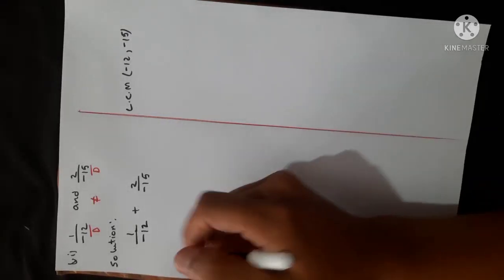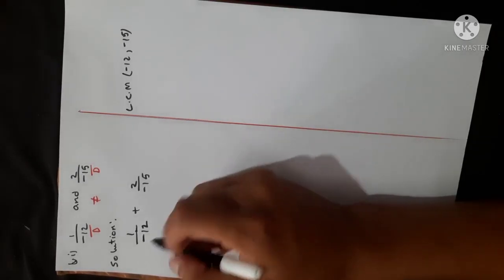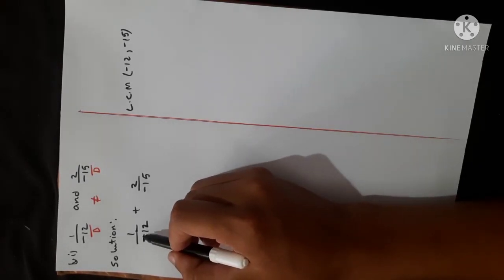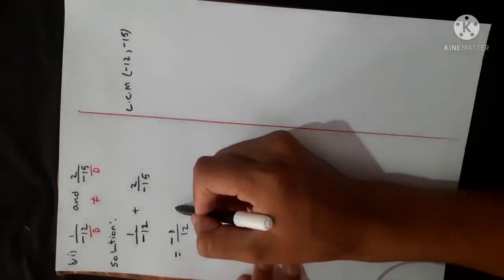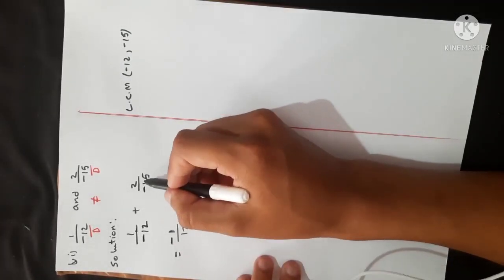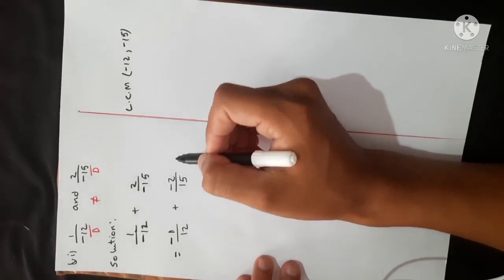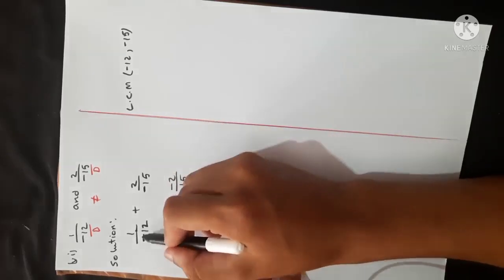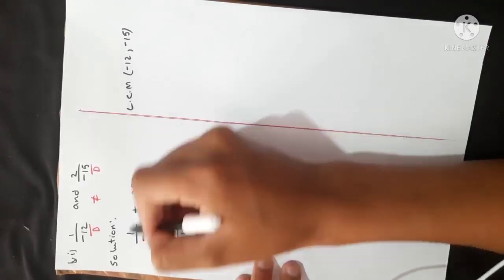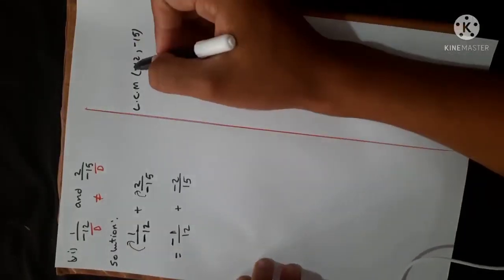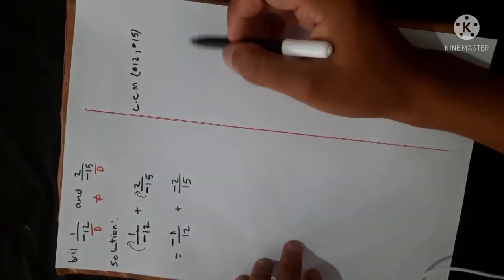First of all, what should you do here? We should not put this minus sign in the denominator. When there is a minus sign in the denominator, we should always carry it to the numerator. So this becomes minus 1 by 12 plus minus 2 by 15. Always carry it to the numerator. So here, LCM of 12 and 15, not minus 12 and 15.